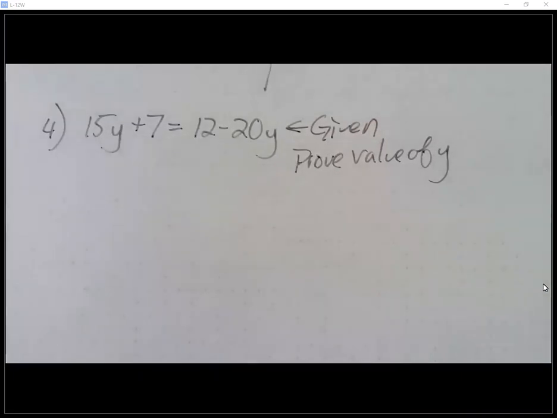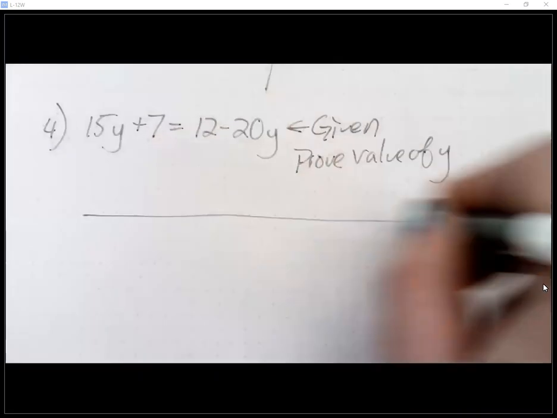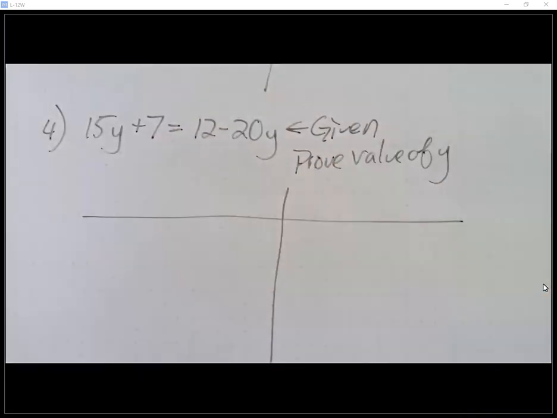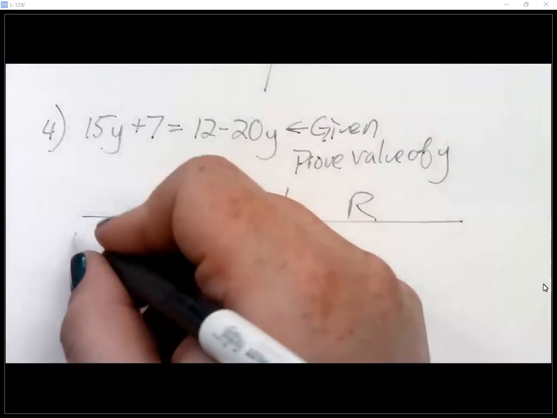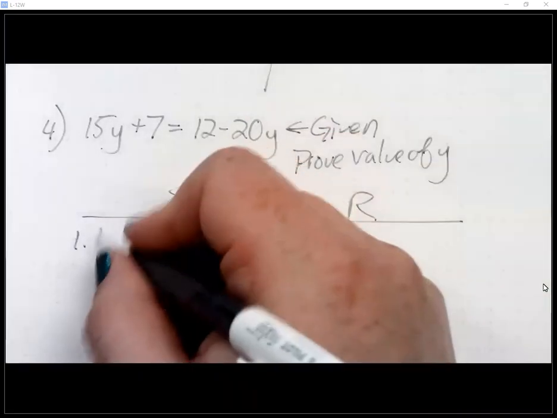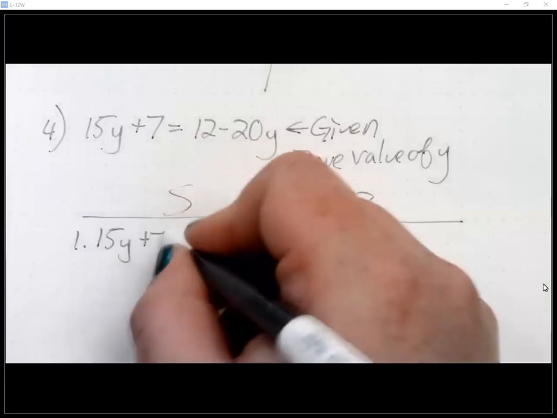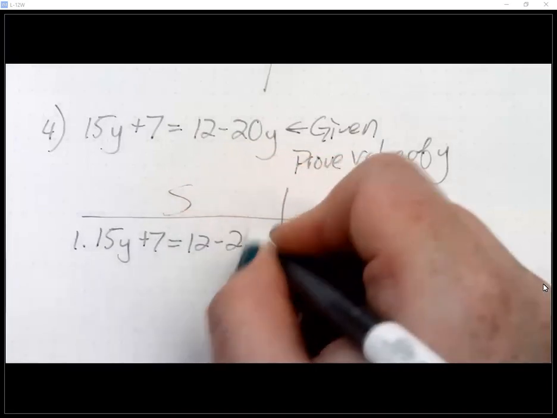So I'm going to set up my 2 columns. We also get real lazy and we don't always write statements and reasons. So we just put an S and an R. And line 1 is literally just going to be my given equation. 15y plus 7 equals 12 minus 20y. Given.